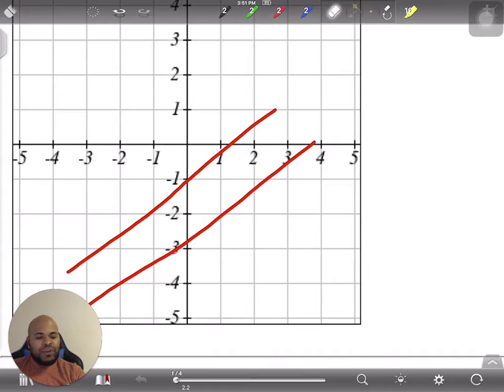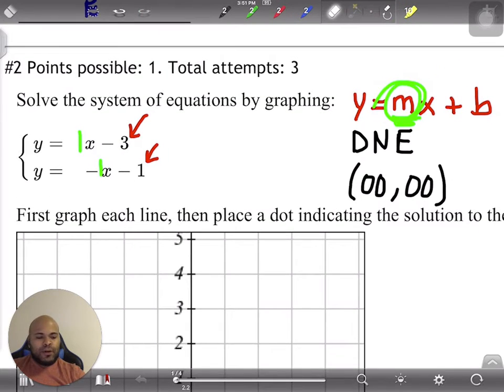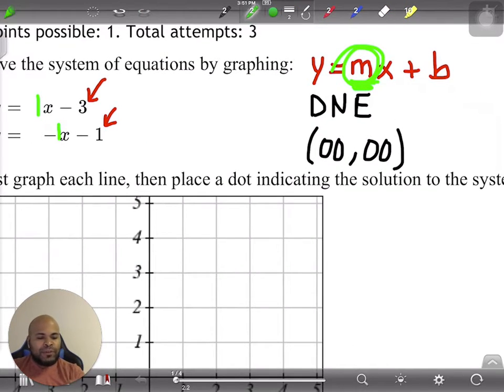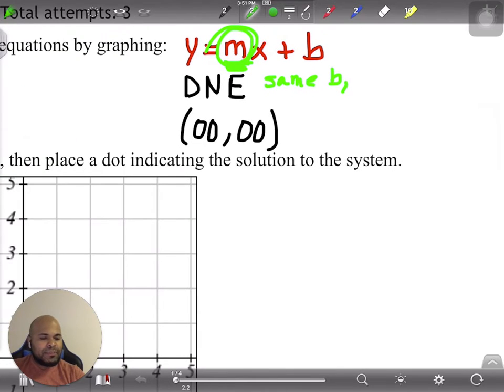So, if you have the same slope, right? Same slope. So let's write that down. Same slope, but different y-intercept.